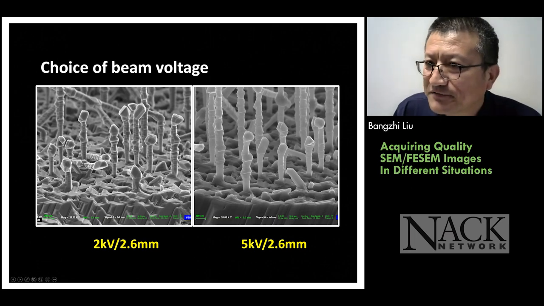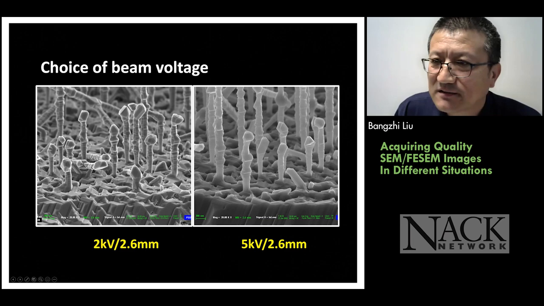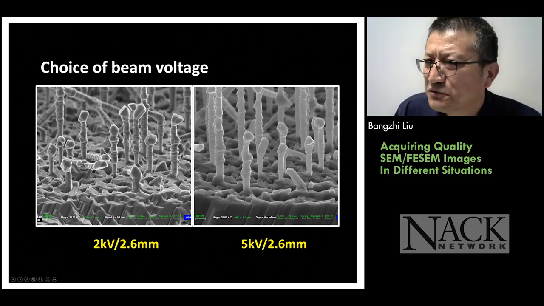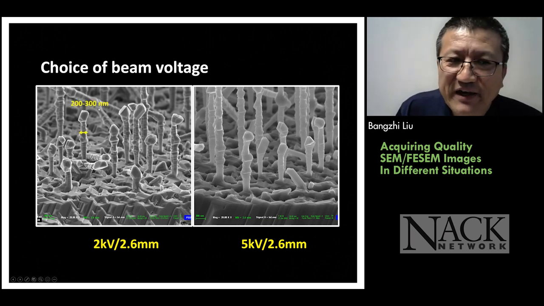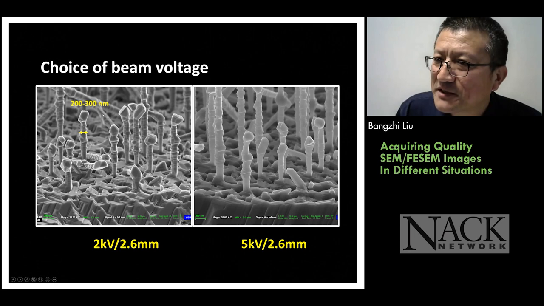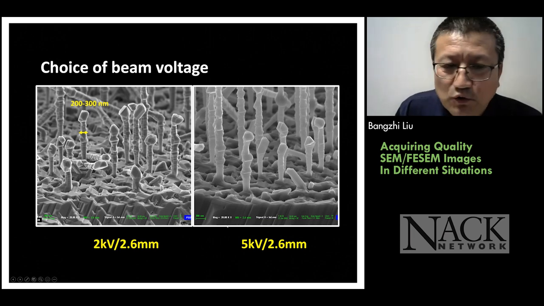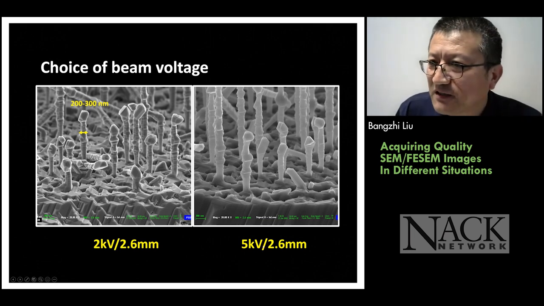If you look at the left image, you can see a lot of surface detail, see that? But on the right side, see the wire? It looks threadbare, like translucent. Do you know why? Because the wire is so thin, only 200 to 300 nanometers wide. When you use high voltage, 5 kV, the beam will penetrate through the whole wire.